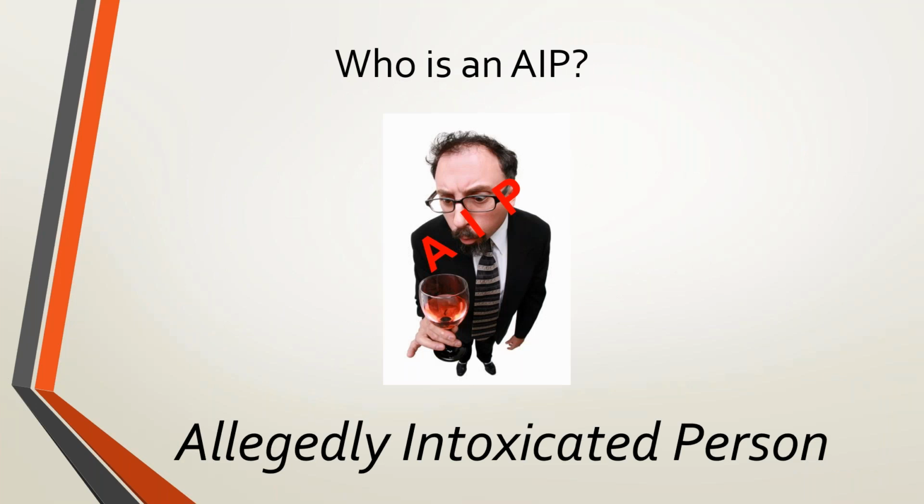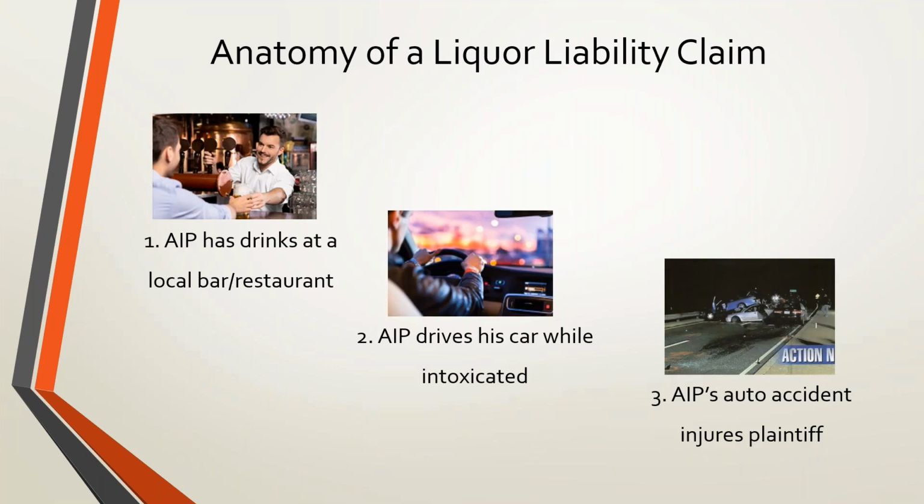We refer to the person causing wrecks or accidents as AIP, which stands for allegedly intoxicated person or patron. So we're going to use this term moving forward. And here's a series of events that typically happens when there's a liquor liability claim. Haywook has a couple of drinks at CID bar and restaurant, and he thinks it's okay to drive, so he decides to drive home while heavily intoxicated, and Haywook gets into an auto accident and unfortunately injures someone.